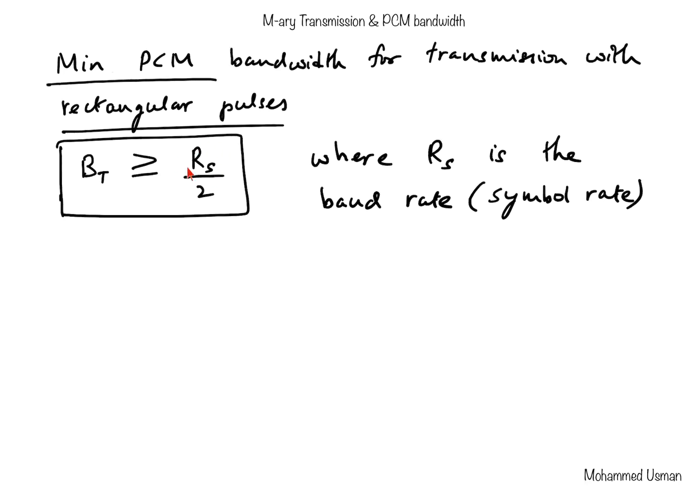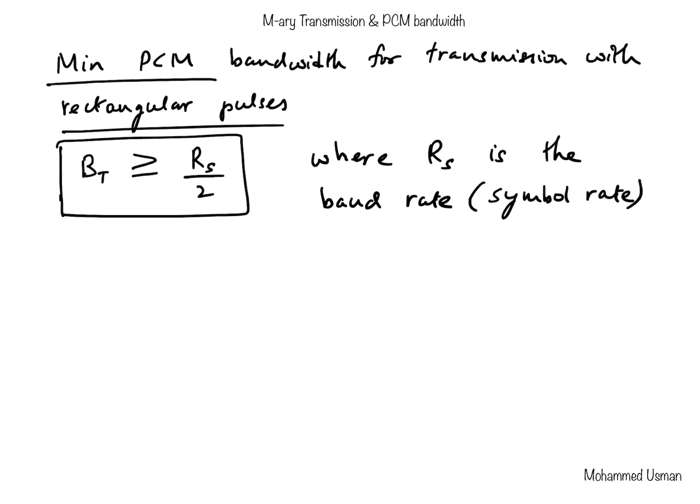we increase the symbol rate or baud rate Rs, that means the bandwidth required for that transmission would increase, because the minimum bandwidth required for transmission, represented as BT, should be at least half the symbol rate or half the baud rate. So let's do some examples, and that will give us some indication as to how this plays out in practice.